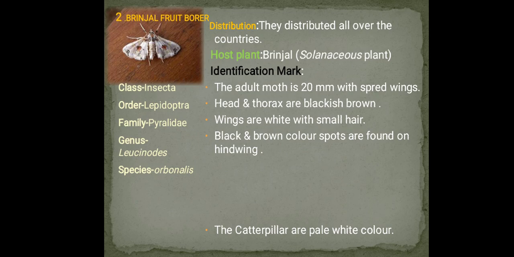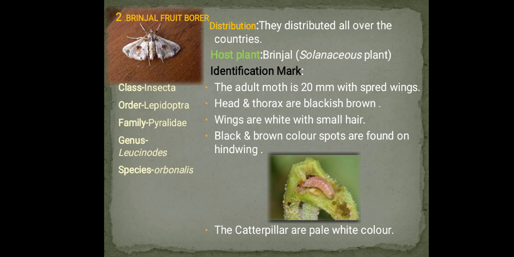The identification mark of this fruit borer is that the adult moth is 20 mm with a spread wing. Head and thorax are blackish brown in color. The wings are white with smaller hairs, and brown and black colored spots are found on the hind wing. The color of the caterpillar is pale white. We see in this diagram the caterpillar, sorry, the larva of this brinjal fruit borer.